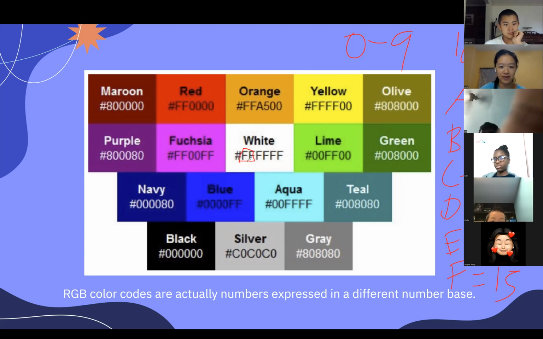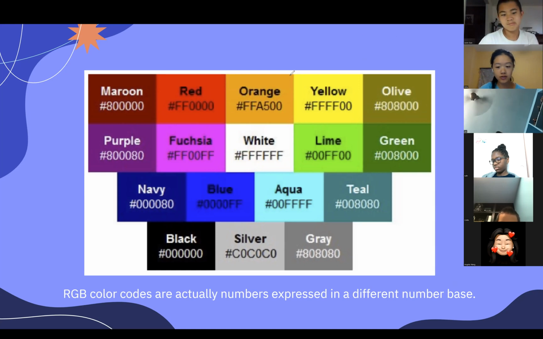You see white is F, F, F, F, F, F. That's because each of those Fs represents a 15. So white is basically 15, 15: maximum red, 15, 15 maximum green, 15, 15 maximum blue. And then silver is just light gray. That's why you see letters in other number systems that are bigger than base 10, because we ran out of digits.